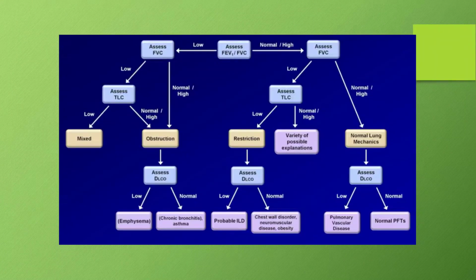In case of restrictive disease, if the DLCO is low, then the probable diagnosis is interstitial lung disease. If it is normal, then some other cause, such as chest wall deformity, neuromuscular disease, spinal cord injury, or obesity, may be the cause. Even if all lung parameters are normal, if the DLCO is less, then pulmonary vascular disease may be present.